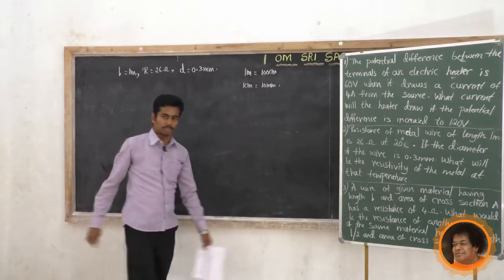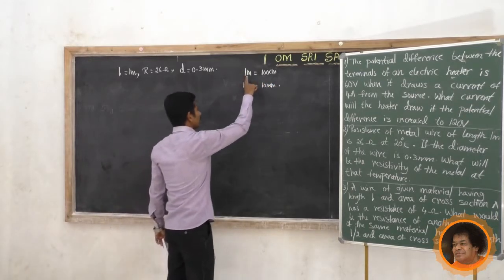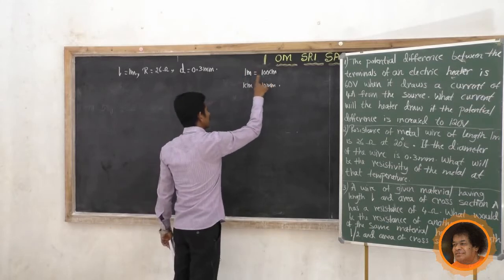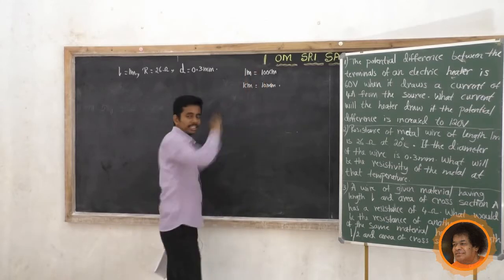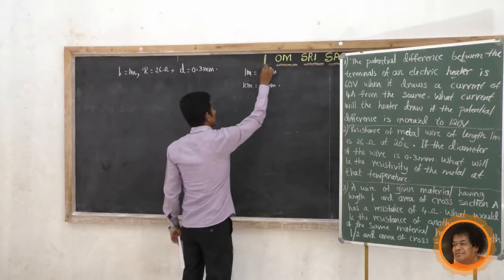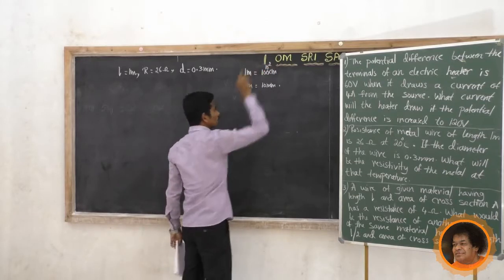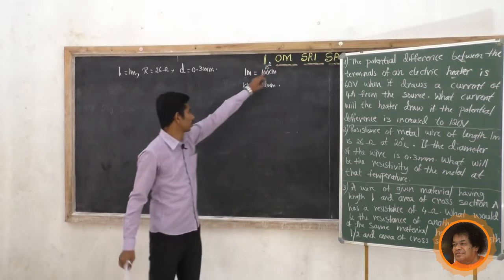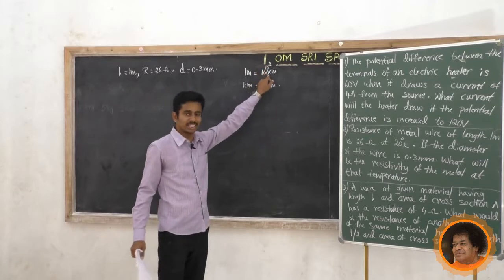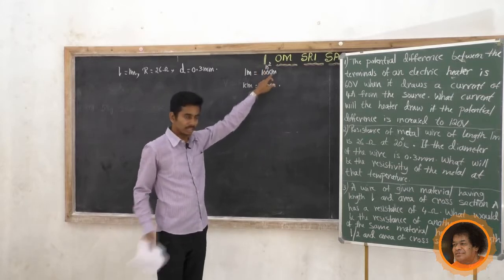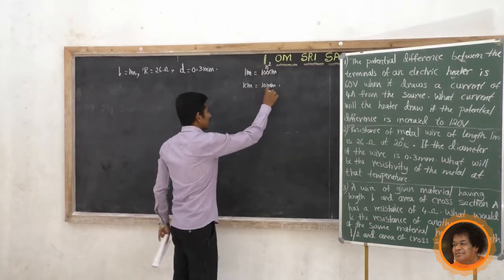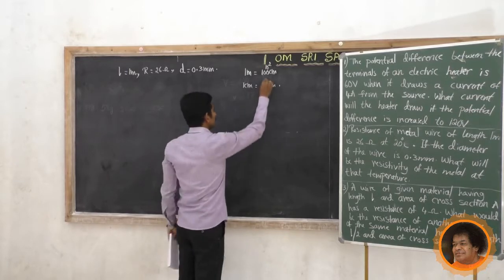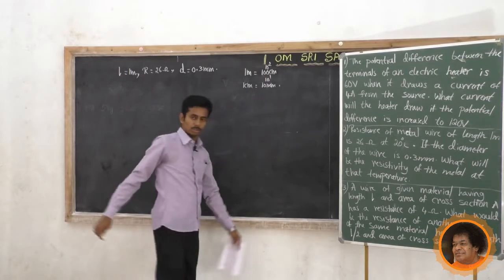If we convert 1 meter into 100 centimeter, it can be written as 10 to the power 2. What is the meaning of 10 to the power 2? 1 followed by 2 zeros, that is 100. 10 to the power 2 means 100. How can we write 10 millimeter? 10 to the power 1.